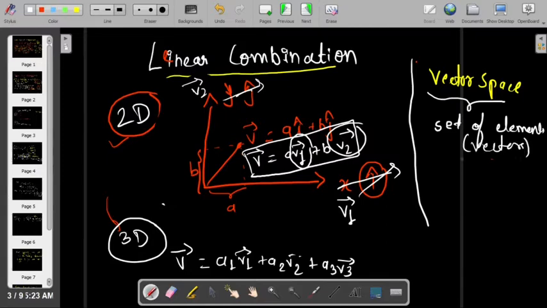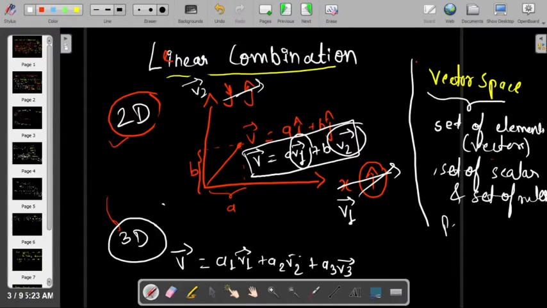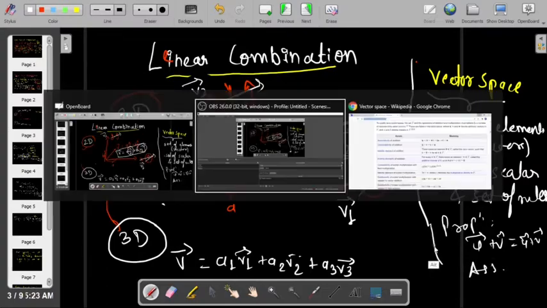It consists of a set of vectors or elements, then a set of scalars, and some set of rules. I am just writing a few of them. That is, it should satisfy some properties, like vector addition should be commutative, right? Then associative, and so on. So you can Google it. I can show you that.